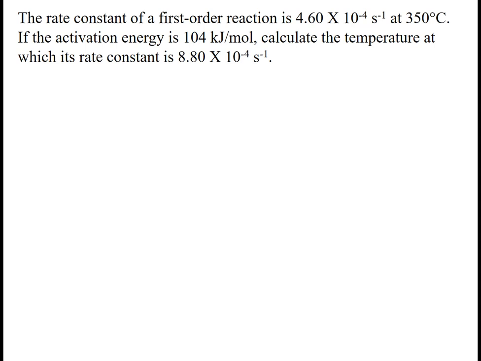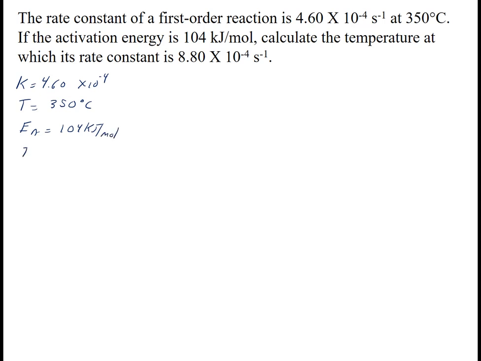Okay, this is our Arrhenius equation part 2, and this is a second problem. It's a little bit more advanced than the last problem, but we're going to do it by the same process. So I'm told that I have a rate constant that is 4.6 times 10 to the minus fourth, and I have a temperature that goes with that, that's 350 degrees Celsius. It says the activation energy, so E sub A, is 104 kilojoules per mole.